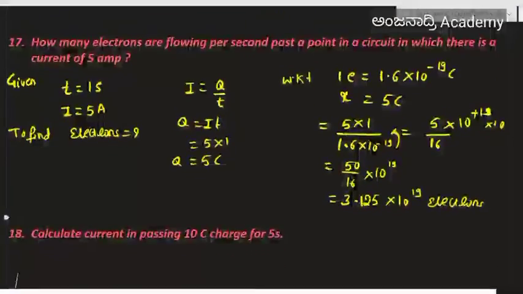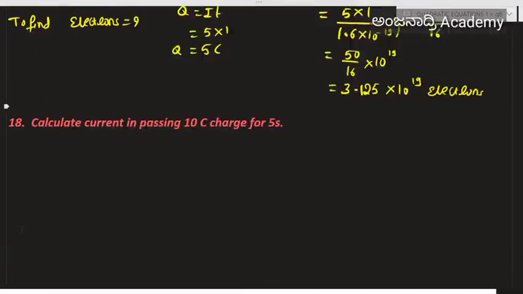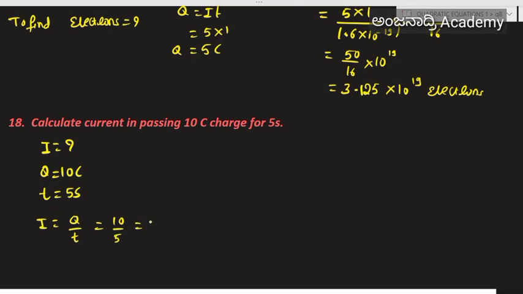Let us move to the next question. Calculate the current in passing 10 coulomb. I is equal to question mark, in passing 10 coulomb for 5 seconds. I is equal to Q divided by T, that is 10 divided by 5, that is 2 ampere is the answer for the given question.